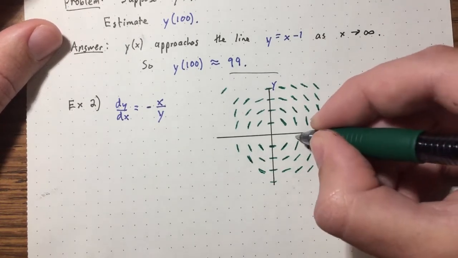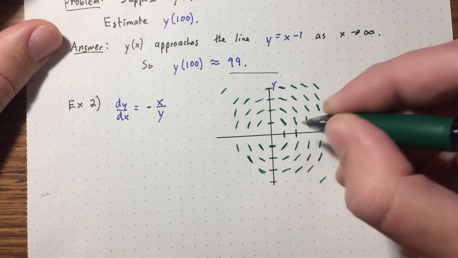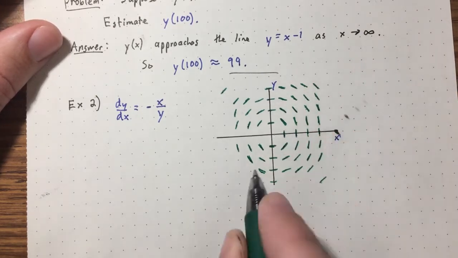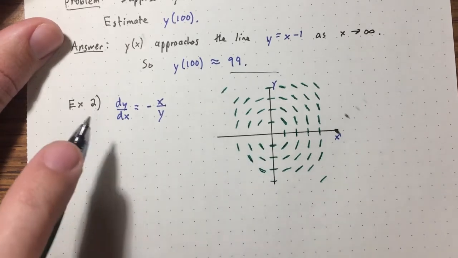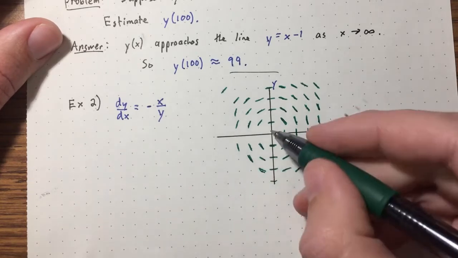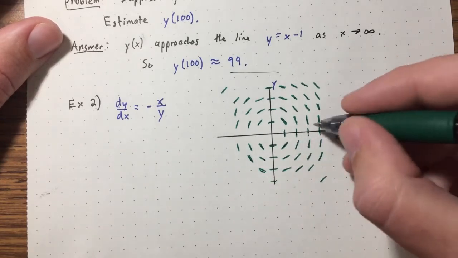Maybe I do want to put in vertical ones here on the x-axis. That looks like what I should be doing. I'm not sure what to put in at 0, 0. That looks like a particularly bad point, right? I'm not sure what direction they should be pointing.